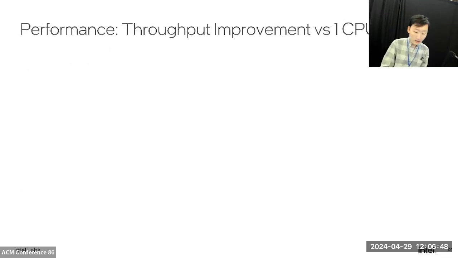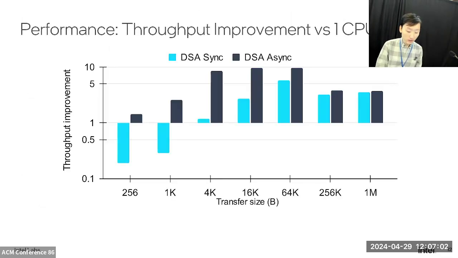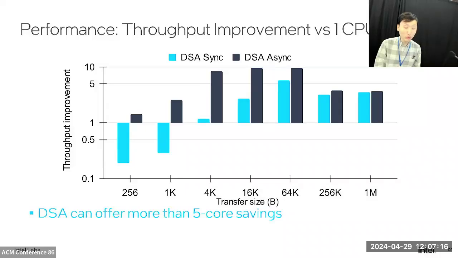Okay, so let's look at some performance numbers of DSA. These numbers are measured on the open source DSA perf micro benchmark on an Intel 4th Gen Xeon CPU. For simplicity, we only show the memory move performance in this presentation. The first plot shows the throughput of a single DSA instance normalized to that of a single CPU core. As we can see here, as long as the data transfer size is not very small, DSA always has a notable throughput benefit over CPU cores, and this can lead to as high as 5 CPU core saving.